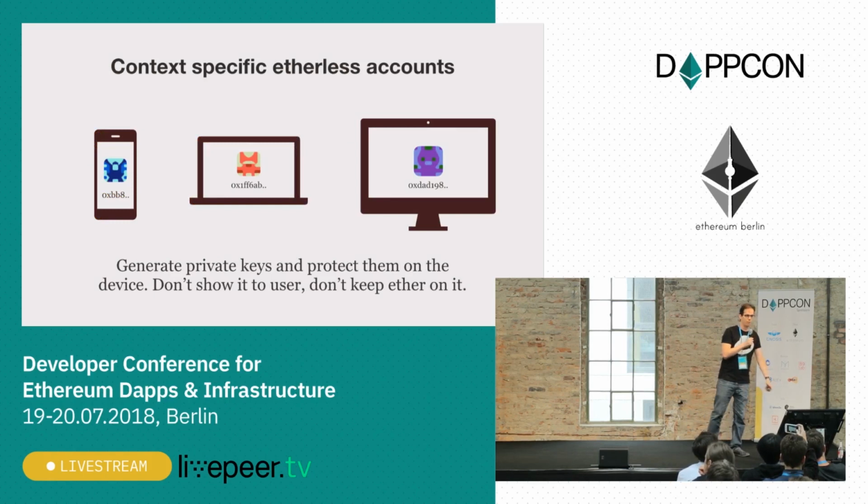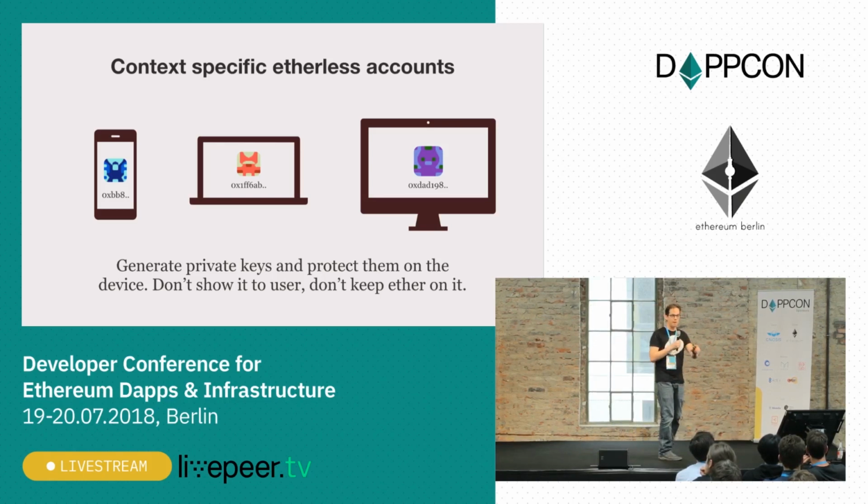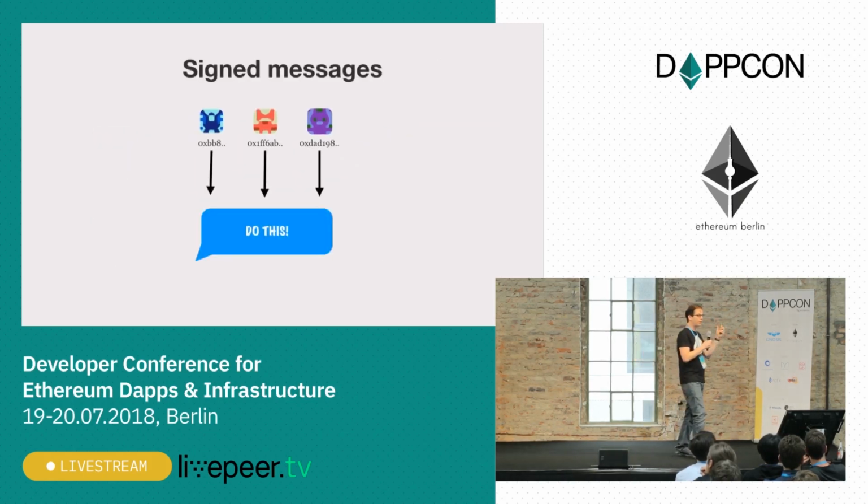Context-specific Etherless accounts simply means that you create a private-public key pair on each device, on each app on each device, and that key never leaves your device. You don't make any backups of it. You don't allow it to export. You just keep that key there, and you never keep any funds on those keys. You only use those keys to sign messages asking things to be done on behalf of them.